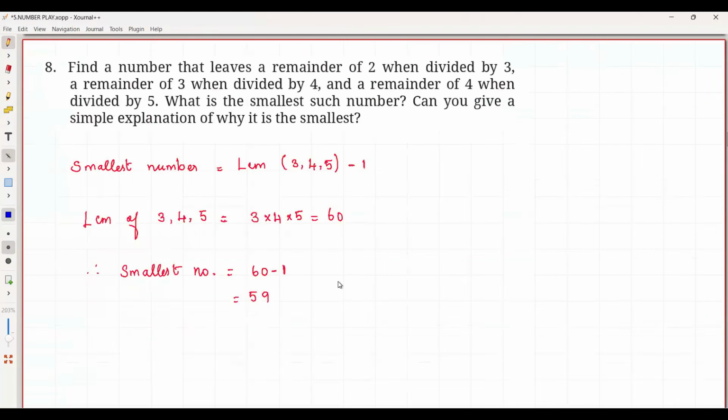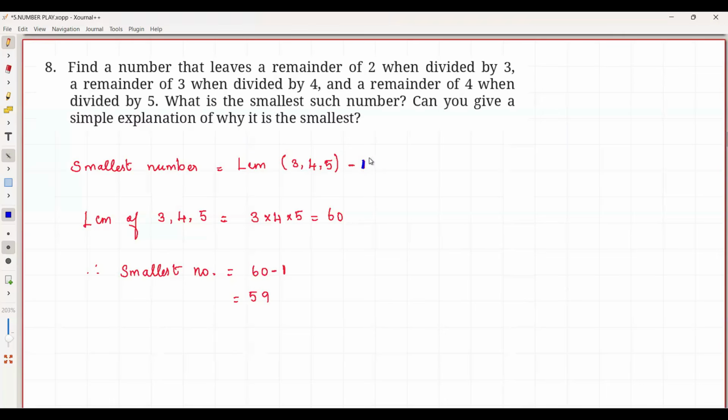So 8th question. Find a number that leaves a remainder of 2 when divided by 3, a remainder of 3 when divided by 4, and a remainder of 4 when divided by 5. So what is the smallest such number? Can you give a simple explanation of why it is the smallest? So in this case, we are just taking the LCM of 3, 4, 5, minus 1.